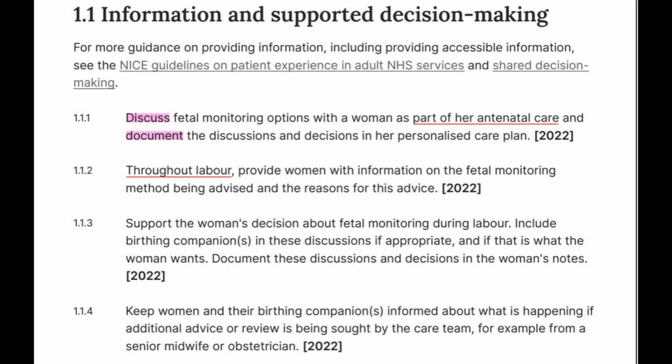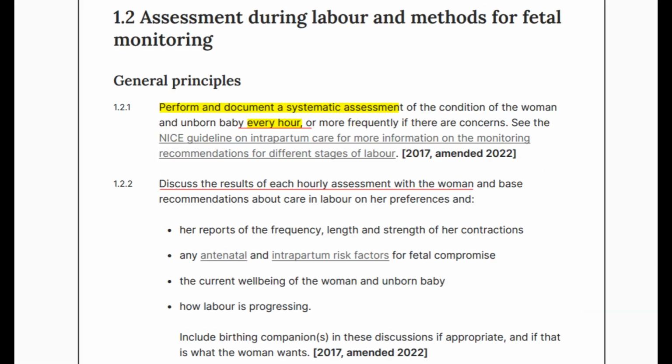Keep women and their birthing companions informed about what is happening if additional advice or review is being sought by the care team, for example from a senior midwife or obstetrician. Assessment during labor and methods for fetal monitoring.